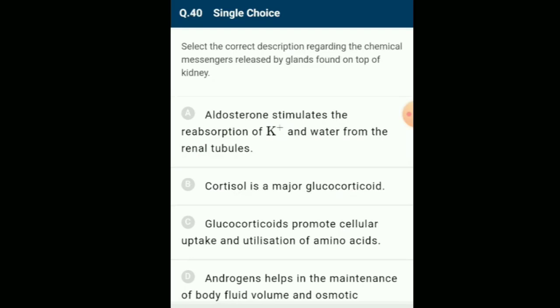Question number 40. Select the correct description regarding the chemical messengers released by glands found on top of the kidney. Aldosterone stimulates the reabsorption of sodium and water from renal tubules. Glucocorticoids inhibit cellular uptake and utilization of amino acids. Aldosterone helps in the maintenance of body fluid volume, electrolytes, osmotic pressure, and blood pressure. So the answer for this question is option B. Cortisol is a major glucocorticoid.